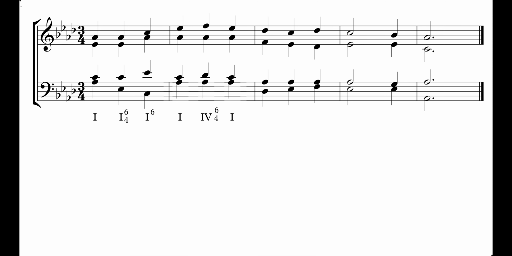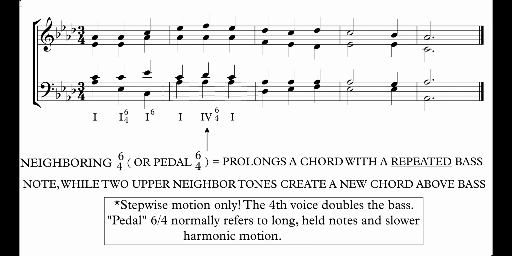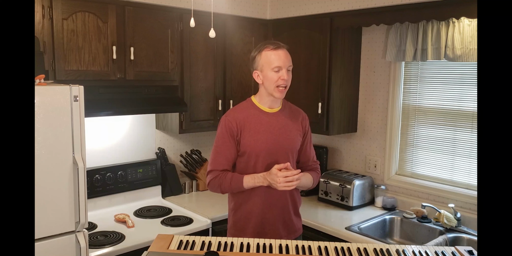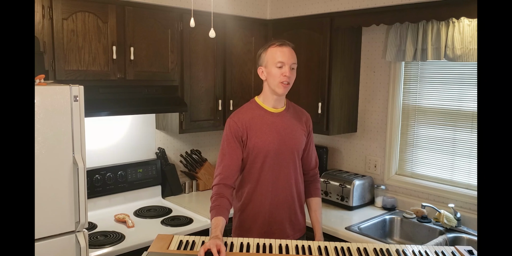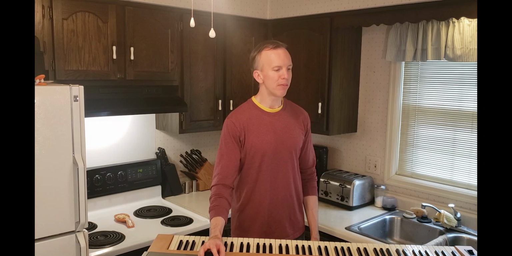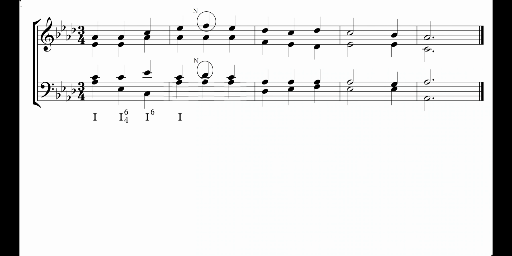What do we call this? Well, we could call this a couple of different things. Either a neighboring 6/4 or a pedal 6/4. For the purposes of this class, these are interchangeable terms. What they are doing is prolonging this chord with a bass note that stays put and upper voices that are just walking up and walking back, kind of like neighbor tones via stepwise motion. In fact, we might be tempted again to circle these pitches and put M's there and say this whole measure is A flat major. And that's just about right.